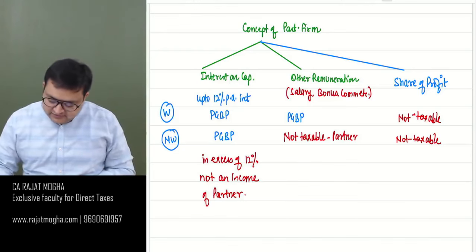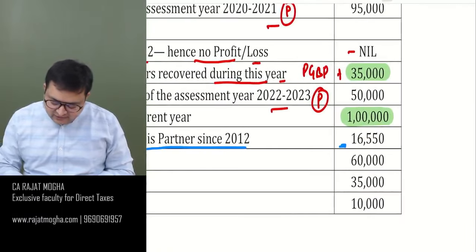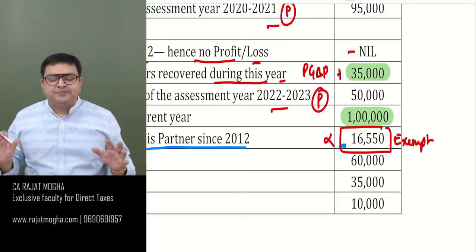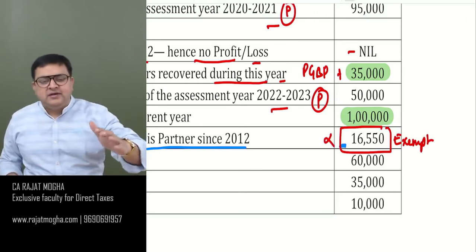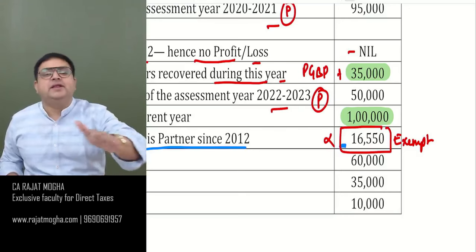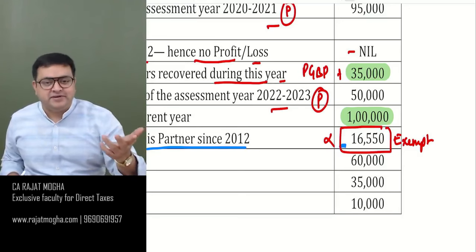So in this case, it's a share of profit in a firm in which he's a partner. This 16,550 is an exempt income. It is not taxable. It is an exempt income in the hands of the partner. What will you do? You will not do anything. See, if there is any exempt income, you will not do anything. If it is an exempt loss, what will you do? Not do anything. Guys, exempt means exempt. Positive is exempt, negative is exempt.